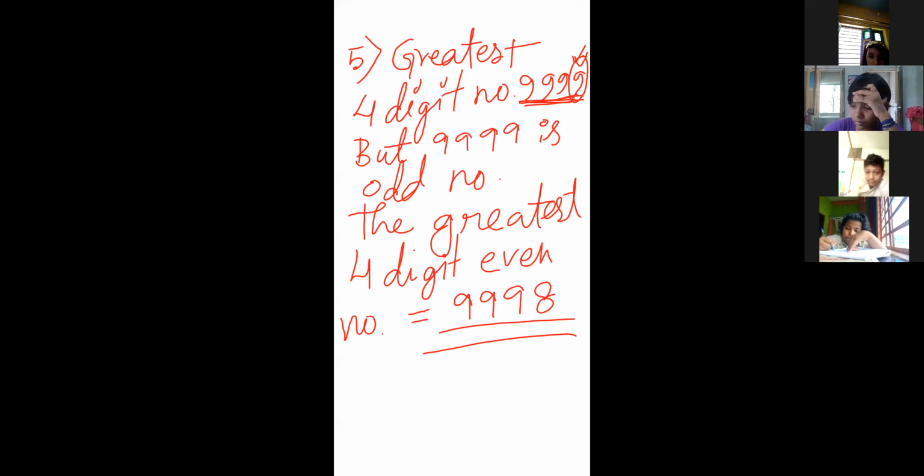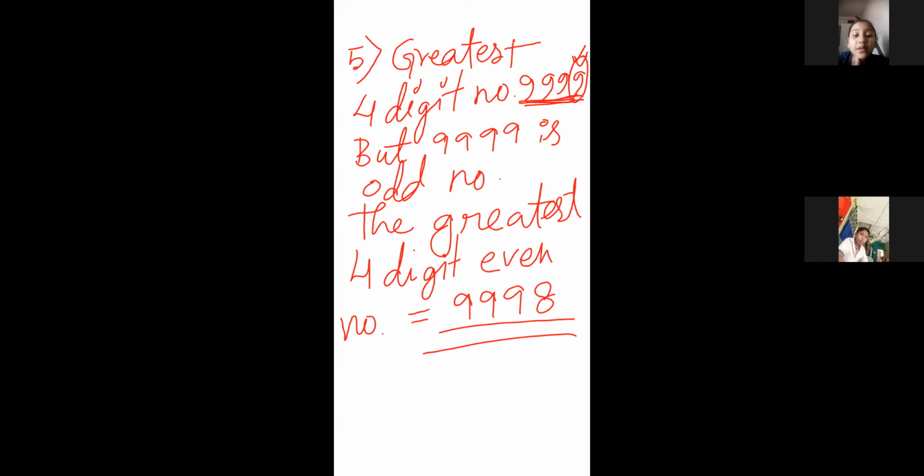9998. 98. Done, all of you? Why 98? Because the greatest is 99, so definitely this one will not be the answer because it is odd. So we have to take an even one. Now we have to take near this number, which one is even?